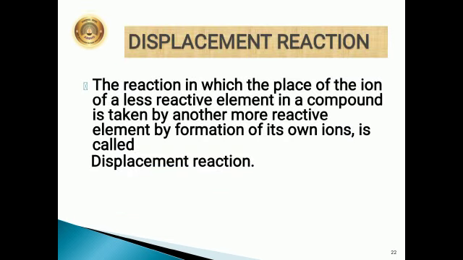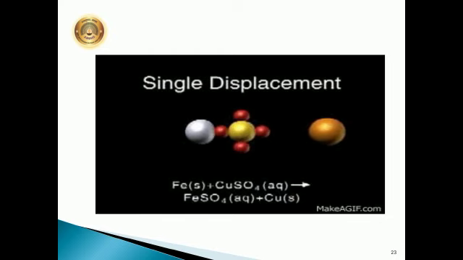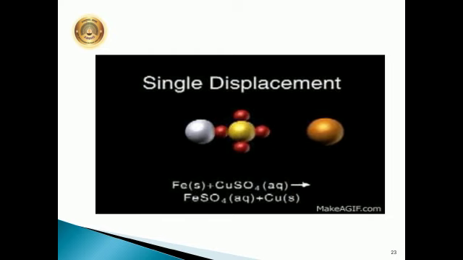Now let's see the third one, displacement reaction. The reaction in which the place of the ion of a less reactive element in a compound is taken by other more reactive element by formation of its own ion is called as displacement reaction. Now let us see one example. Here Fe, that is iron, plus copper sulfate gives you iron sulfate plus copper. So a single displacement is seen here.